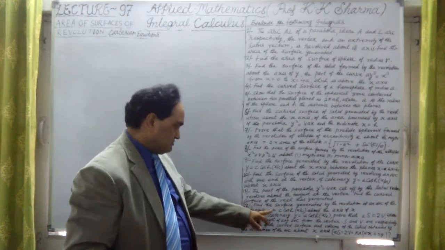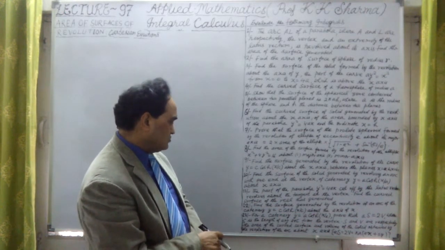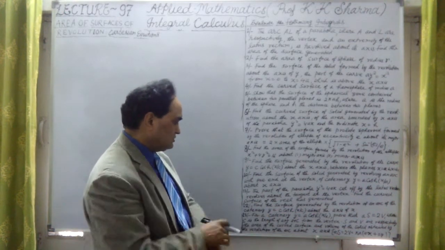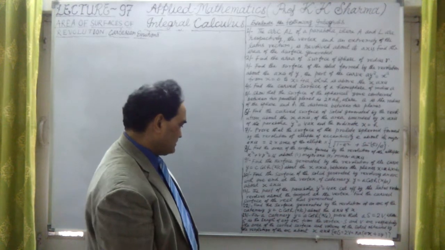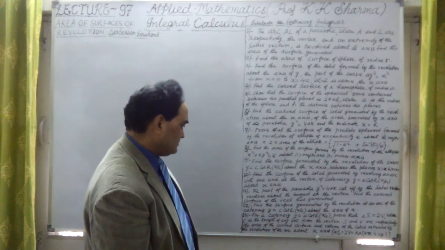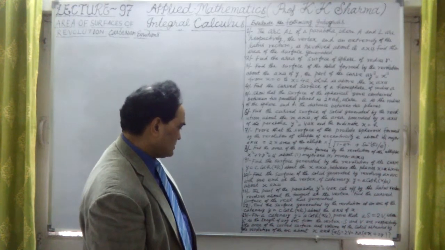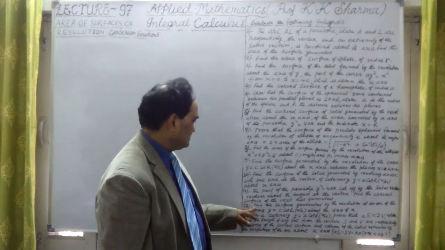12 is find the surface generated by the revolution of an arc of the catenary y equal to c cos hyperbolic x upon c about the axis of x. Okay, about the axis of x. Simple. Catenary y equal to this about the axis of x. This we have done. Where we have done in 9th question, I think.